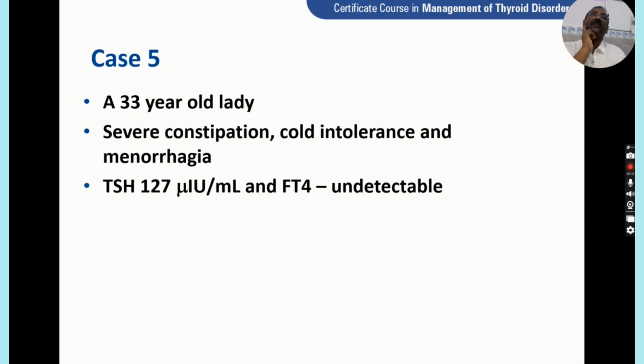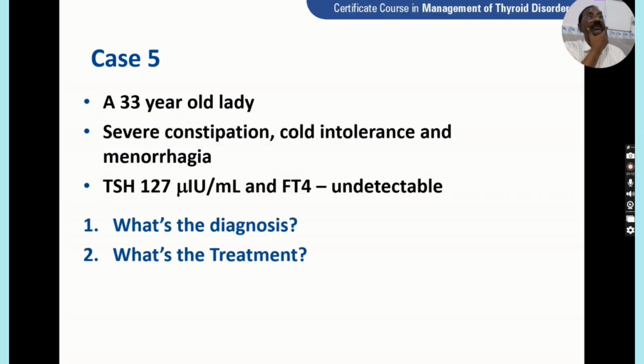Two types of hypothyroidism. Good. As the class is nearing the end, you should come to a very reasonable diagnosis. Good, hypothyroidism. Which hypothyroidism? See the T4, not detectable, very low. So that means overt hypothyroidism, clinical hypothyroidism, not subclinical hypothyroidism. He also had complications, symptoms: severe constipation, cold intolerance, menorrhagia. Age 33 years.